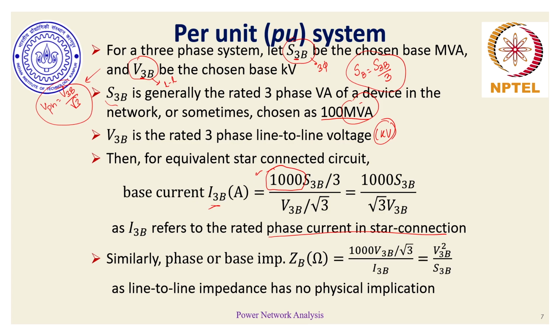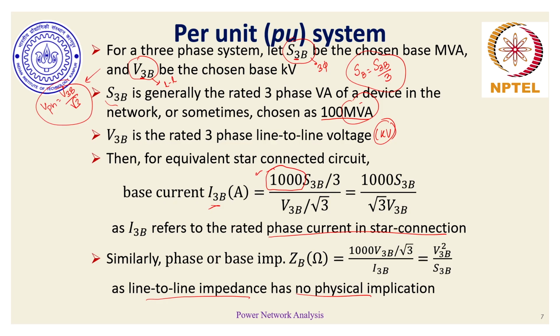Having known the base current, we can now also find the base impedance or phase impedance. The definition of base impedance is a little different. If you recollect the principles we discussed in the basic circuit module, a balanced load would only appear when the same quantum of load appears across each phase. So that's how the notion of base impedance is also a little different. It doesn't refer to any line-to-line impedance or phase-to-phase impedance, and hence it has no physical implications. Only the phase impedance is important.